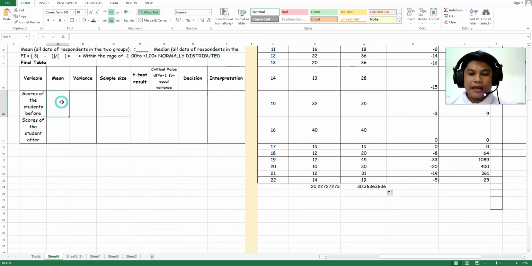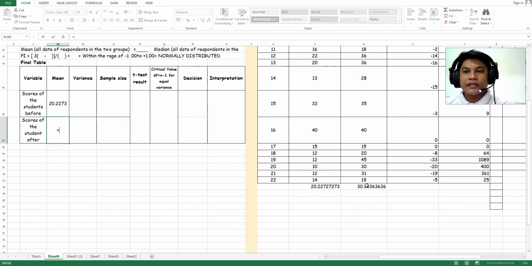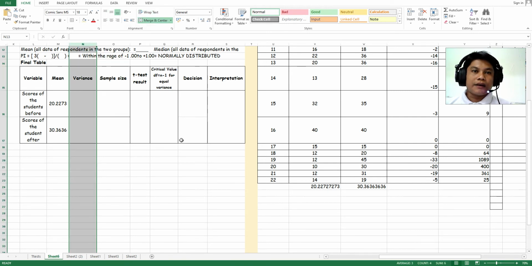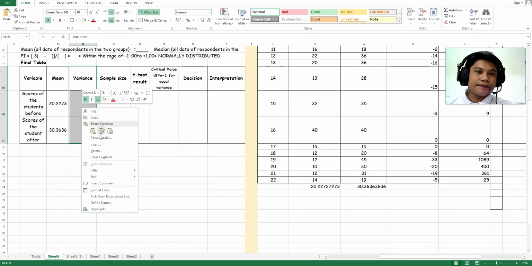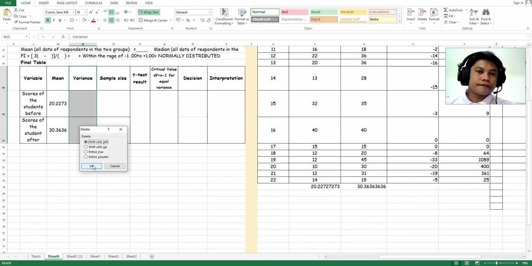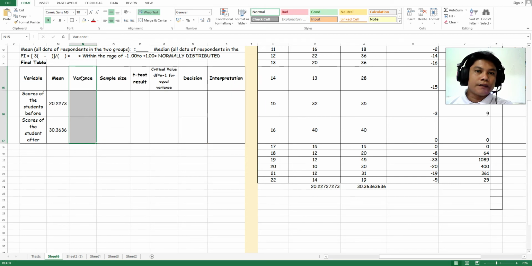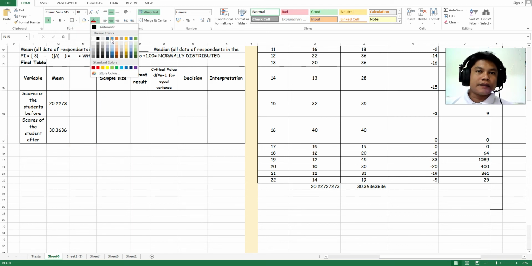So we can write the mean of the scores before is 20.222, and then the average after is 30. So as you notice, there is a possible increase. It's from 20 to 30. Okay, so what's the variance? I think it was not needed in the formula, so we will not consider the variance. We will just delete it. I'll make it black so it will not be counted.